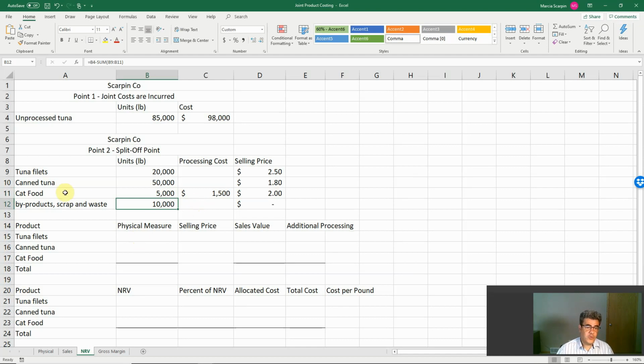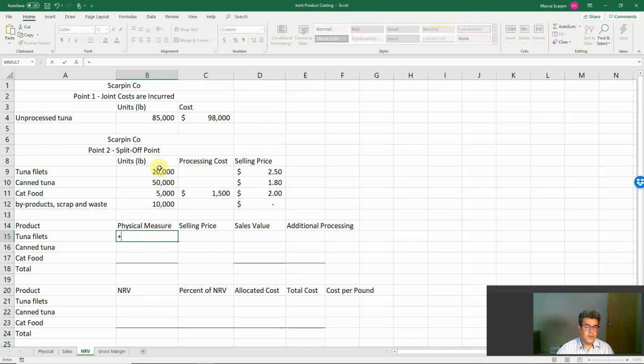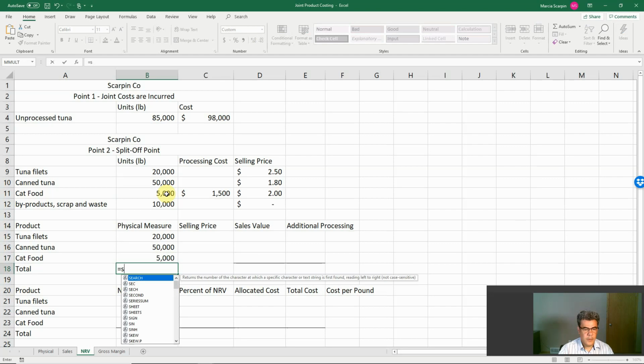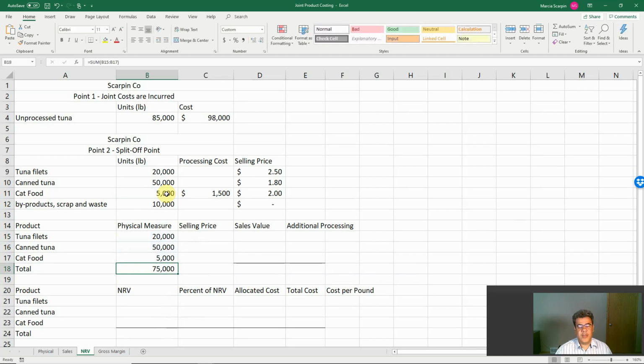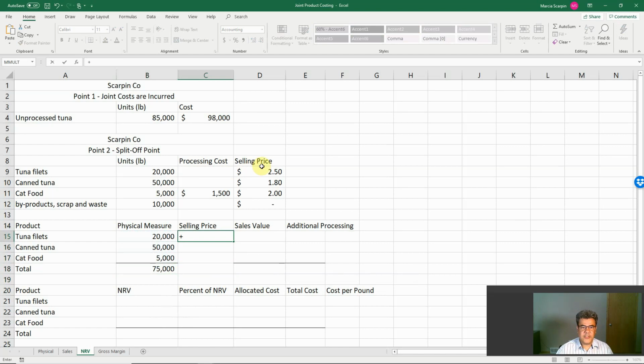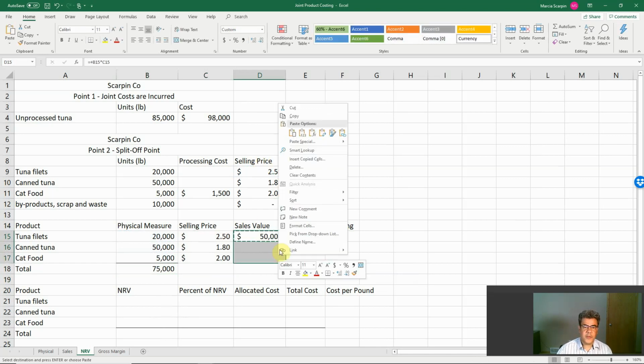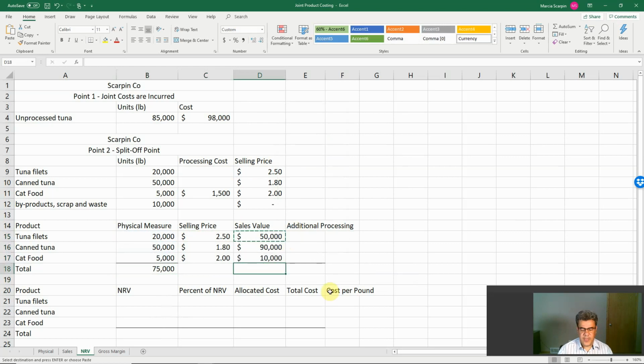So what do we have here? First of all, we need to delete this info here. We will not be using it. So our physical measure, tuna fillets, 20, canned tuna, 50, cat food, 5. And the total is the sum here, 75,000 pounds. Our selling prices, 250, 180, and 2. So our sales revenue, 20 times selling price, $50,000. Let's copy and paste here, 90 and 10. And here, that's why it is a byproduct. Our sales revenue is much lower.